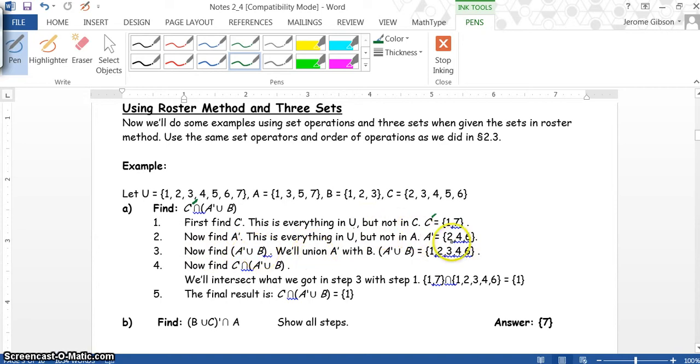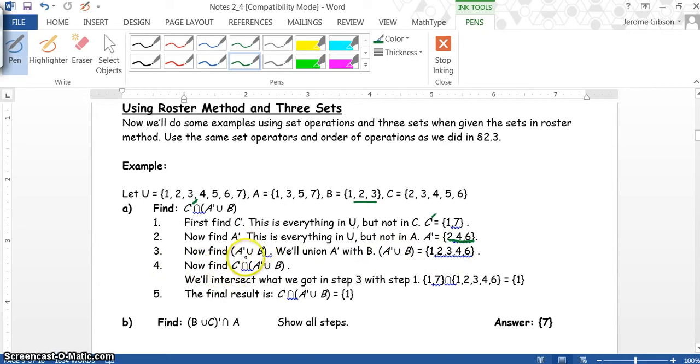Now A complement is 2, 4, 6. Now we look here at B, which is 1, 2, 3. Now we will combine these, but anything that repeats, we only count once. So it'll be 1, 2, 2 repeats so we'll write it once, 3, 4, and 6. So this is A complement union B, which is 1, 2, 3, 4, 6.